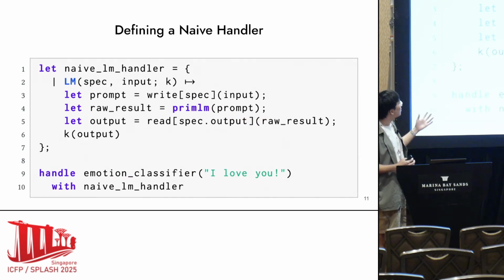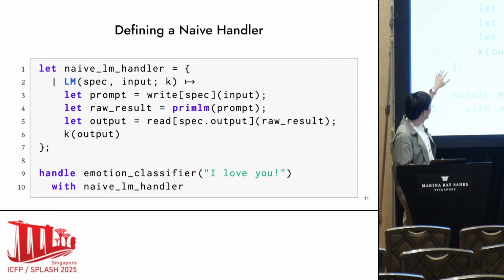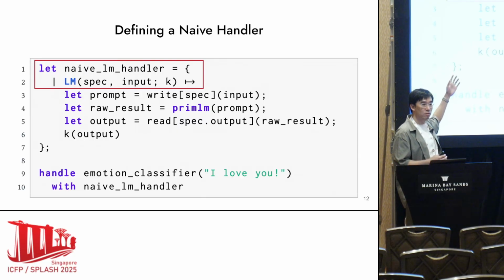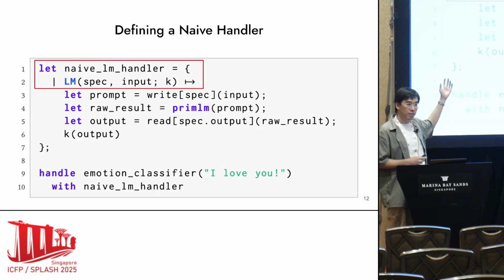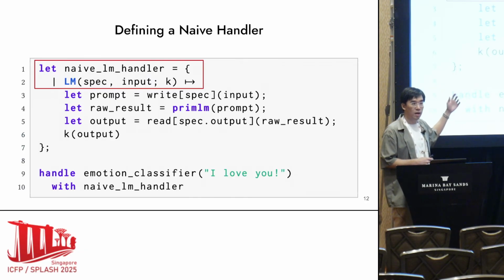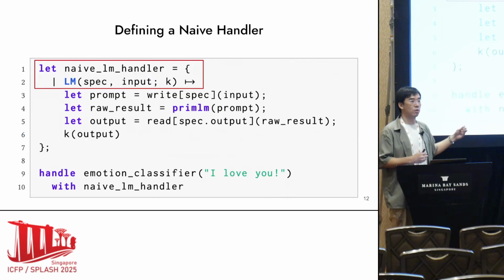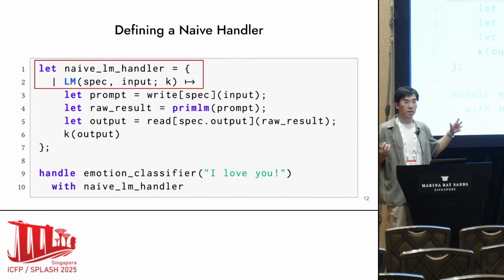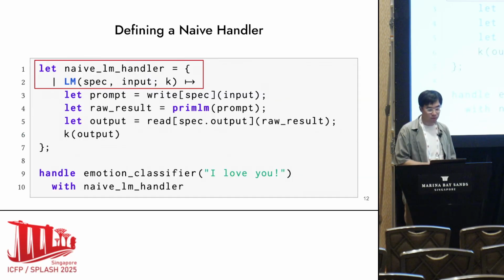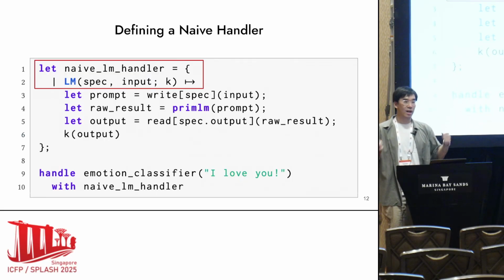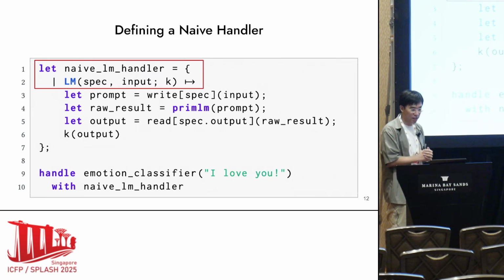So here's a naive handler. We define the handler, and it has pattern matching, to say that I'm going to handle this LM effect. The LM effect provides three arguments into the scope. The first one is the specification, which provides a protocol of the input and output. It also provides the actual input to be used as a string into the language model. And again, there's a continuation K here, so that we can resume back to the point where we issued this side effect.